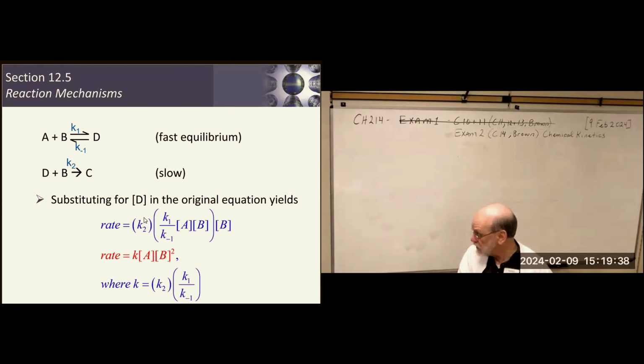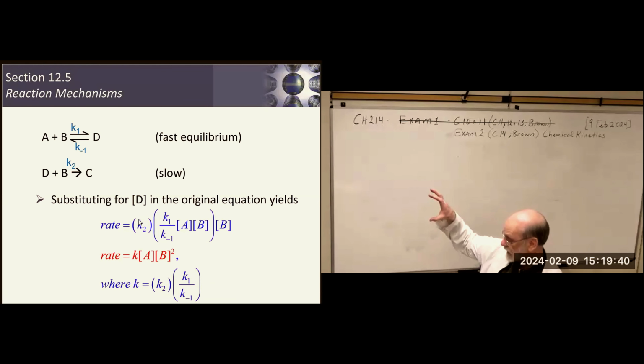So we've substituted the equivalent of D in that position, and now we can combine terms. And what we find out is that if K2 is constant, K1 is constant, and K minus 1 is constant, all those things together equals the constant.